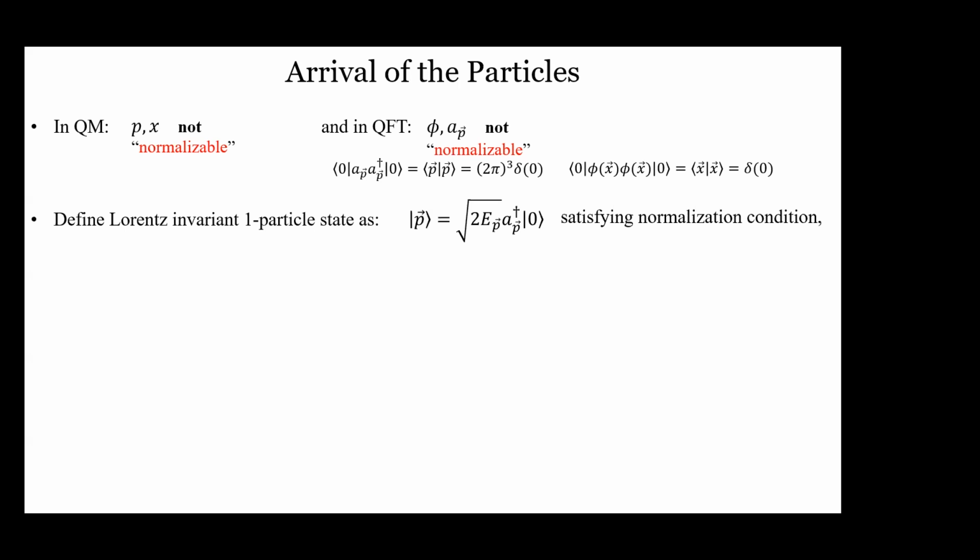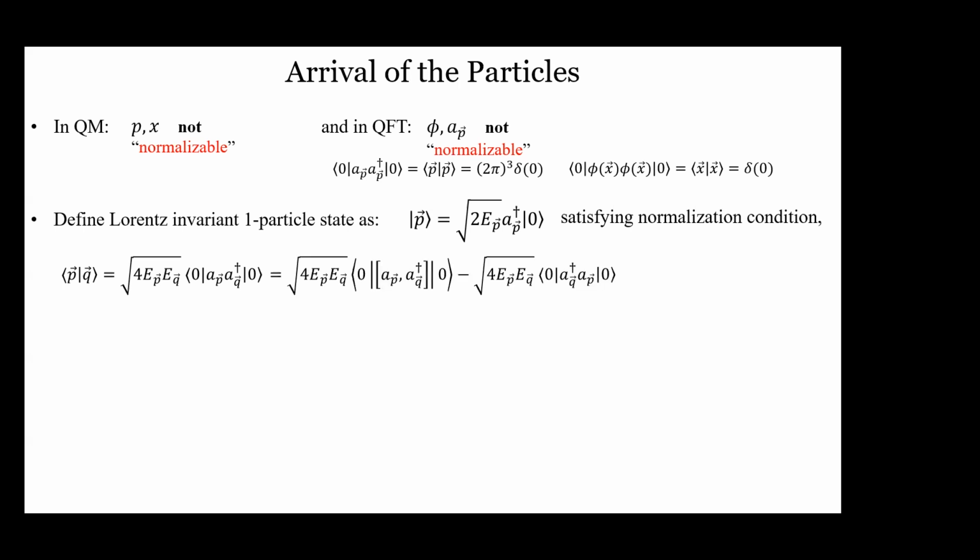And this satisfies the normalization condition that when you have two different states, P and Q, the inner product of this turns out to be some constant that is due to Lorentz invariance, and some of this piece right here, which looks a lot like this thing. And so we know that this thing blows up, right? So this thing goes to delta 0.